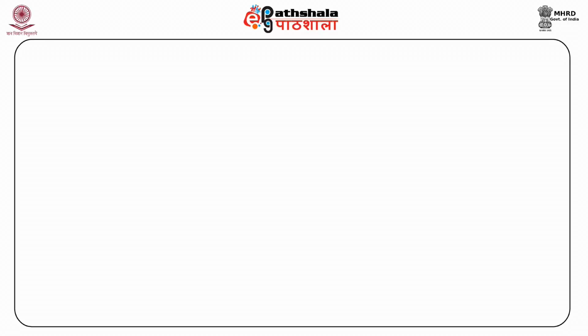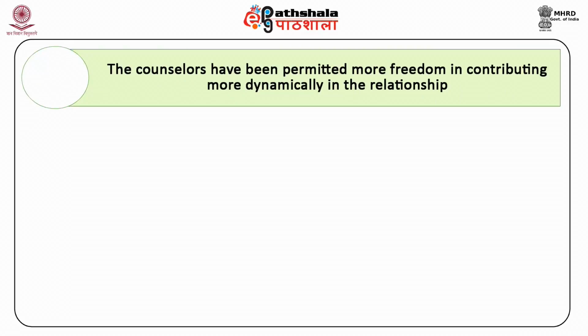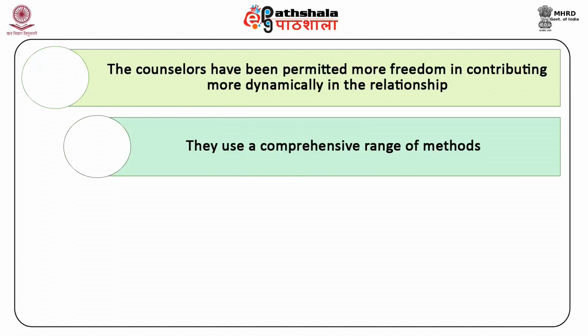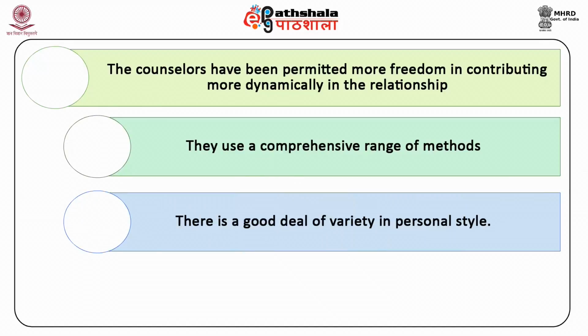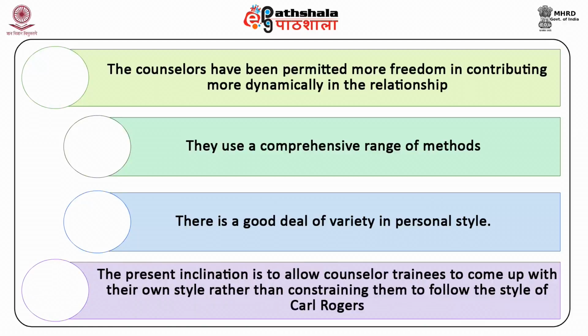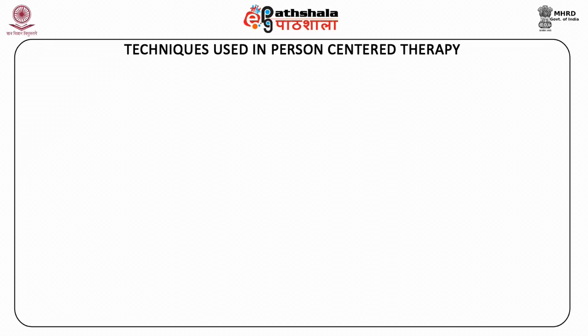In contemporary times, counselors have been permitted more freedom in contributing more dynamically in the relationship. They use a comprehensive range of methods. There is a good deal of variety in personal style. The present inclination is to allow counselor trainees to come up with their own style rather than constraining them to follow the style of Carl Rogers. Rogers' technique of reflection of feelings is considered one of the important techniques even today.